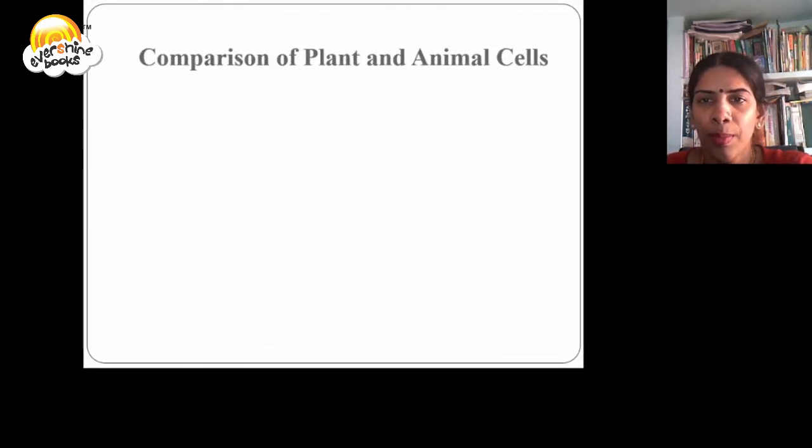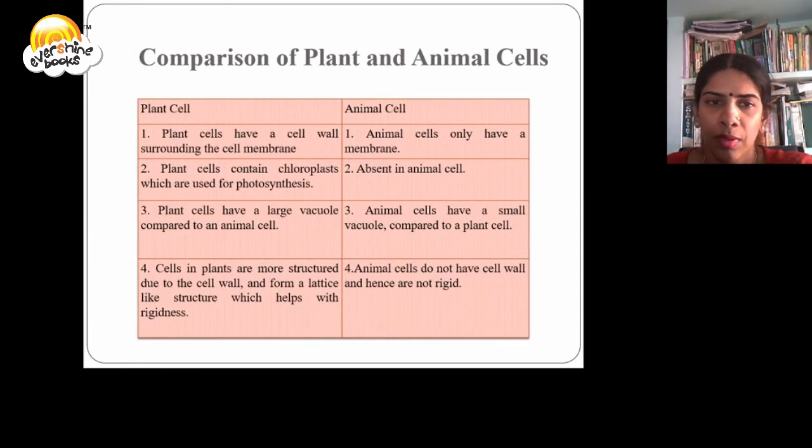Let us now compare plant and animal cells. Plant cells have a cell wall surrounding the cell membrane. Animals have only a membrane. Plant cells contain chloroplast, which is absent in the animal cell. Plant cells have a large vacuole, while animal cells have small vacuoles. Plants possess a cell wall, which is present in the outer region along with the plasma membrane. It helps in the rigidity of the plant. Animal cells do not have a cell wall and hence animals are not rigid.